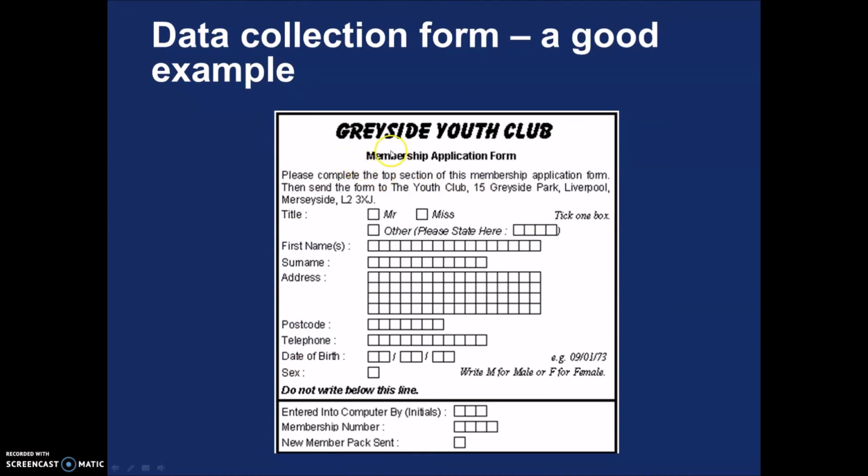So here we've got what I think is not a great one, but a much better one. It gives clear instructions: complete the top section. We've got tick one box, it gives instructions about how to fill it in. We've got space for the first name and the surname, not a lot of space, but it's clear what is supposed to go in there. And we've got examples of the data that we're expecting at the bottom.